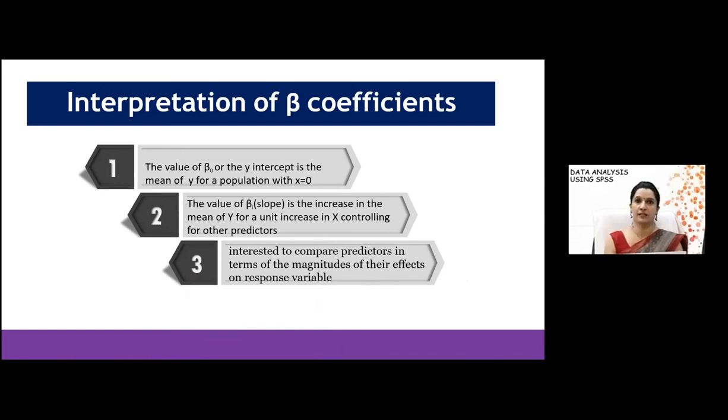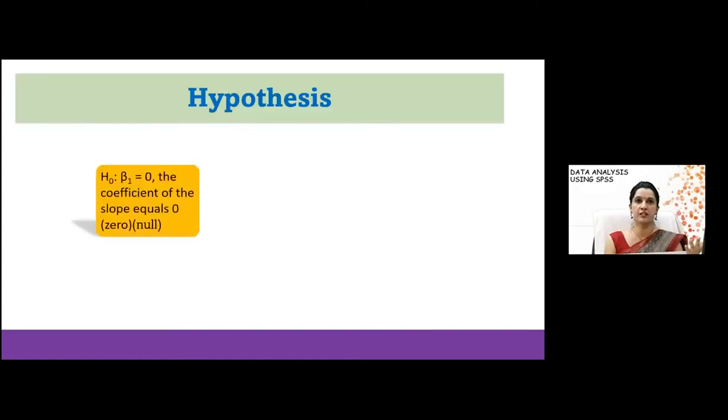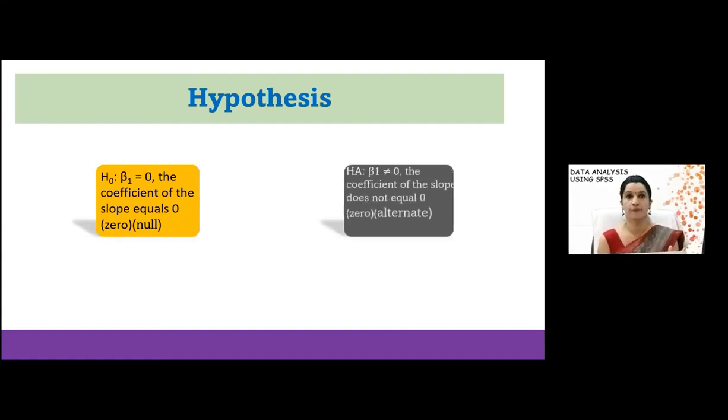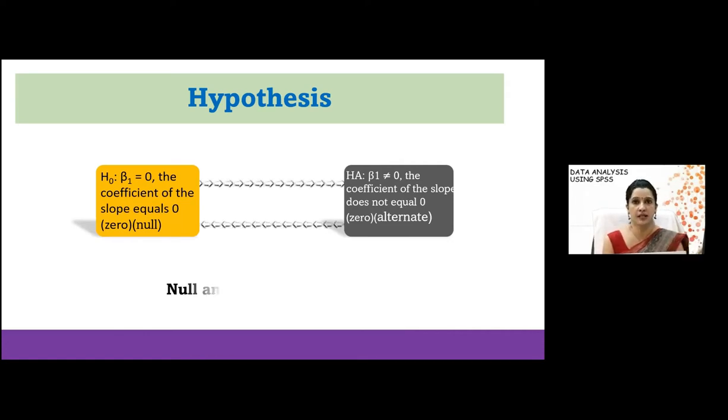And then third, we are interested in comparing the predictors in terms of their effect. So basically, with this beta coefficient, we deduce an equation and we predict. Now coming to hypothesis testing, the null hypothesis says that beta 1 is 0, that means the coefficient of slope is equal to 0. And the alternate hypothesis says that beta 1 is not equal to 0, that the coefficient of slope is not equal to 0.